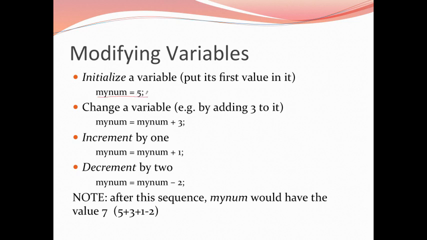So for example, at the prompt, and I'm not going to show the prompt here, but this would be typed at the prompt, I could say mynum gets the value of 5. So it puts the value 5 in the variable mynum. Then I could change the variable.